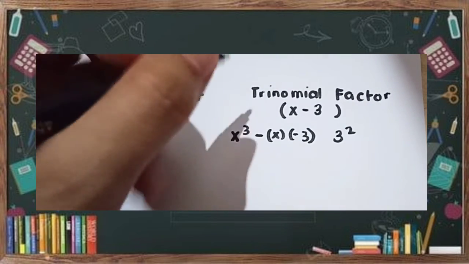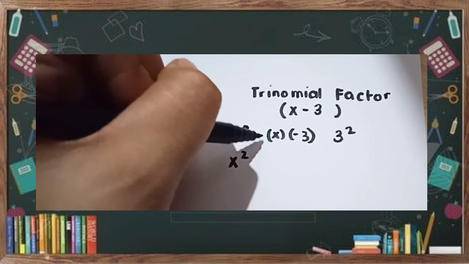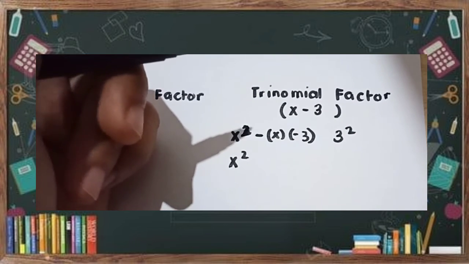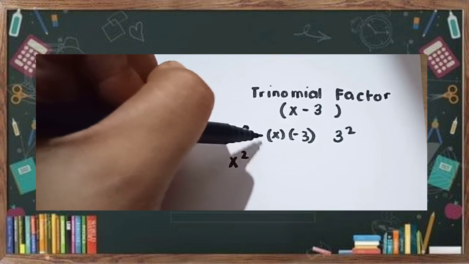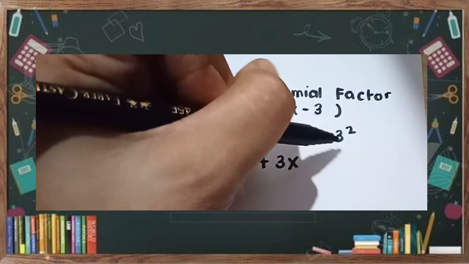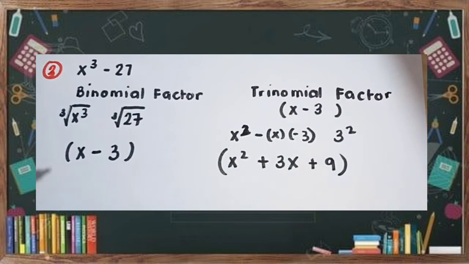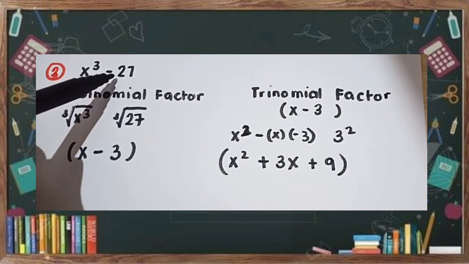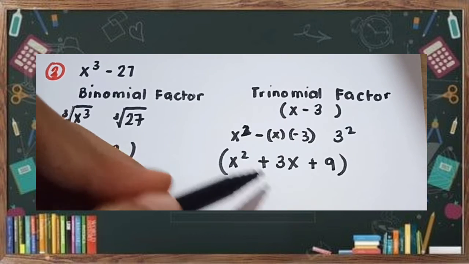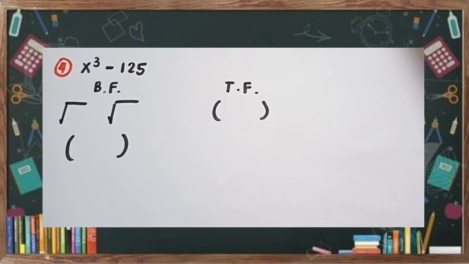Okay. Squared. Then, x times negative 3 ay negative 3x times negative ay equals to positive 3x. Then, 3 times 3 ay equals to 9. Therefore, the factors of x cubed minus 27 ay equal to x minus 3 and x squared plus 3x plus 9. Okay, so let's have another example.